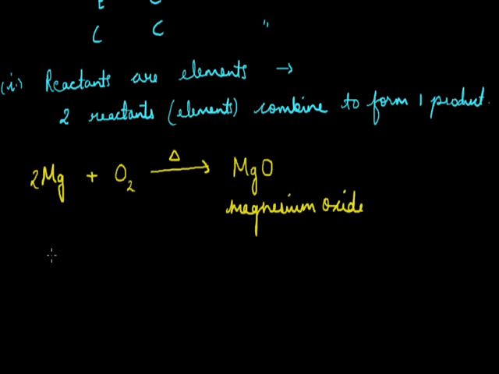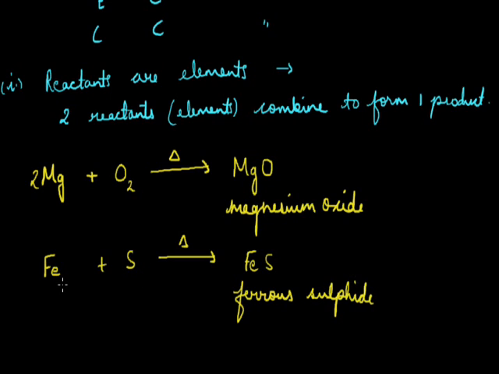So here the two reactants are elements, combining to form one product. Similarly, another example in this category is when iron is treated with sulfur and heated for a prolonged time, then it forms ferrous sulfide, FeS.